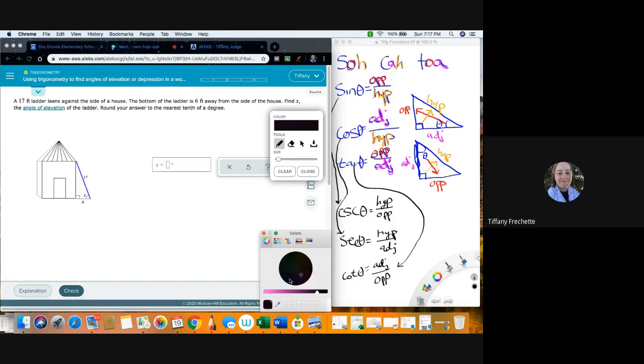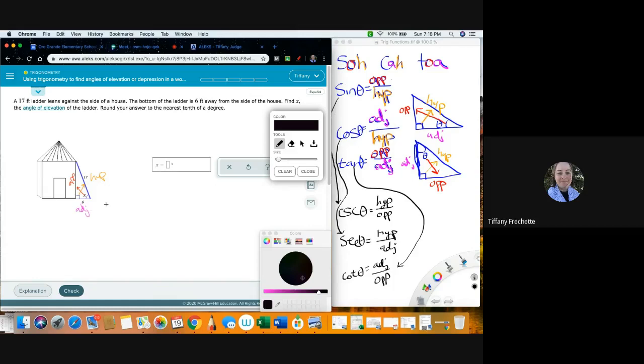So let's go through and label our pieces here. Our angle of focus is x, so this is opposite. And then we have the hypotenuse, that's always across from the 90. And then adjacent is between our angle of focus and the 90. So 6 is our adjacent. So we have hypotenuse and adjacent. That's why I like to label these, so we know exactly which ones we're going to use.